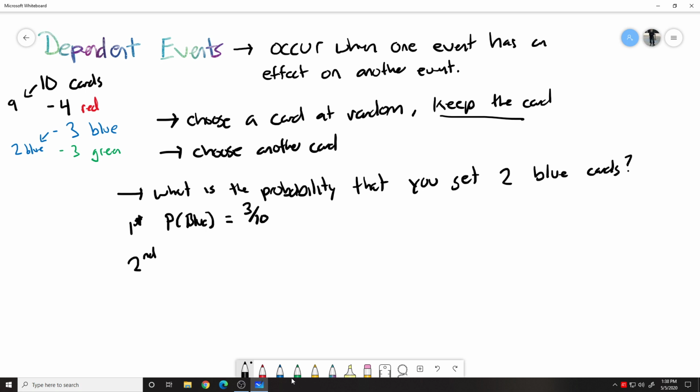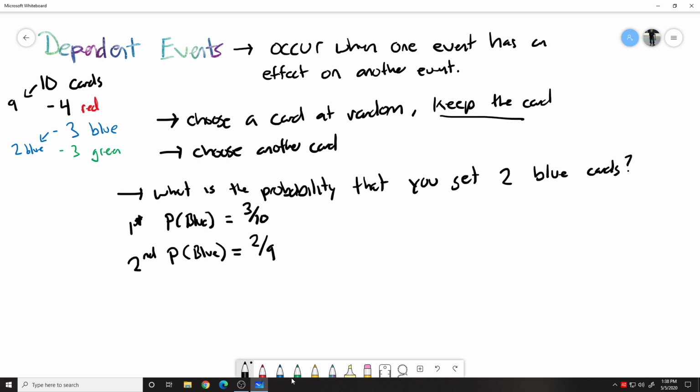So on the second pick, if we did the same thing, what's the probability of getting a blue card? We have to watch this. Now there's only 2 blue cards out of 9 cards left. So on the second pick, we have a 2 in 9 chance.